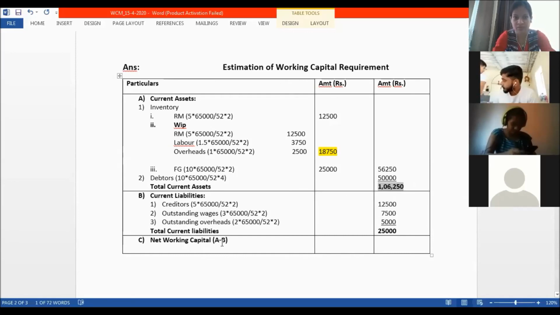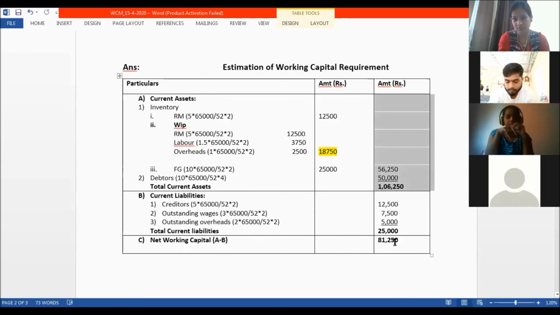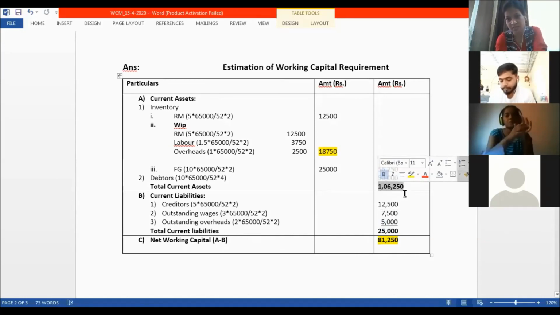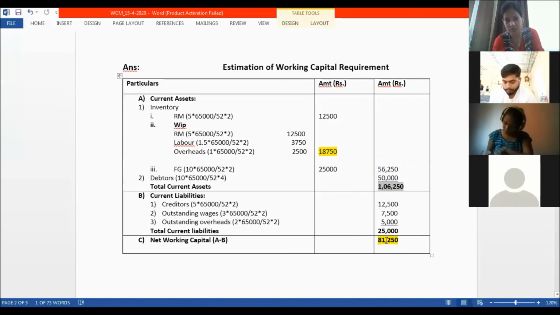Okay. Now net working capital. This less this. 1,06,250 minus 25,000. So your working capital requirement comes to 81,250. Now if you want to see why we minus this, from this we minus this and then we find out this requirement. Okay. So this is also called gross working capital. 1,06,250 is gross working capital, whereas net working capital is 81,250.